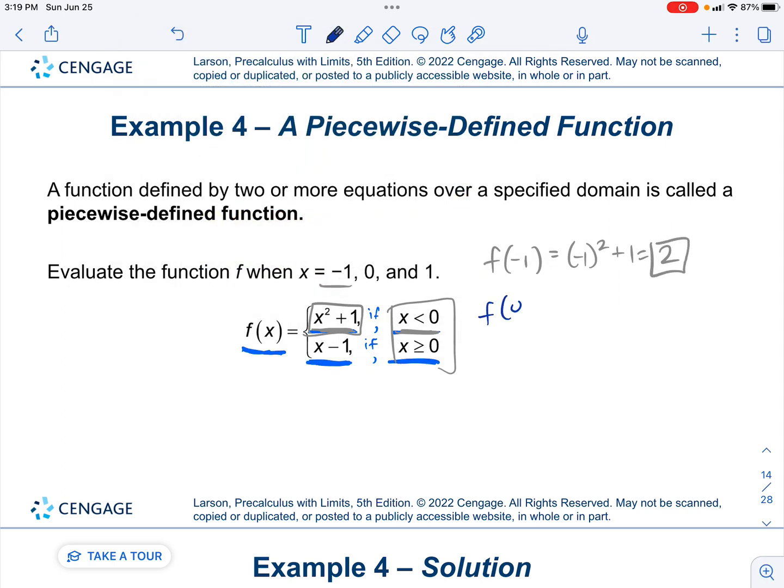Next up, f of 0. Is it less than 0? No, it is not. Is it greater than or equal to 0? Yes, it is. So I'm going to plug it in the bottom one. And the last one, 1. Is 1 less than 0? No, it's not. Is 1 greater than or equal to 0? Yes, it is. So this one also gets plugged in the bottom.